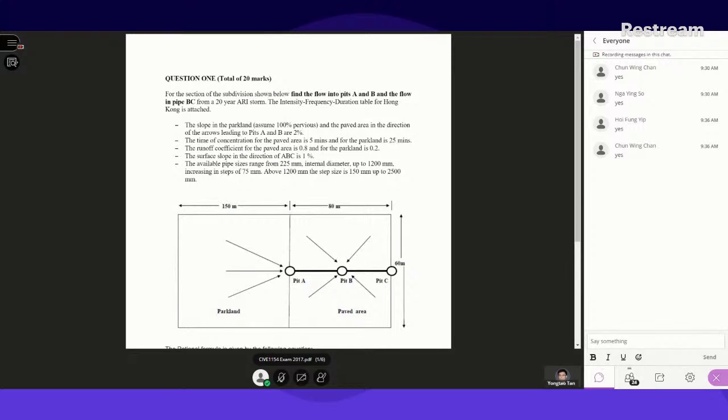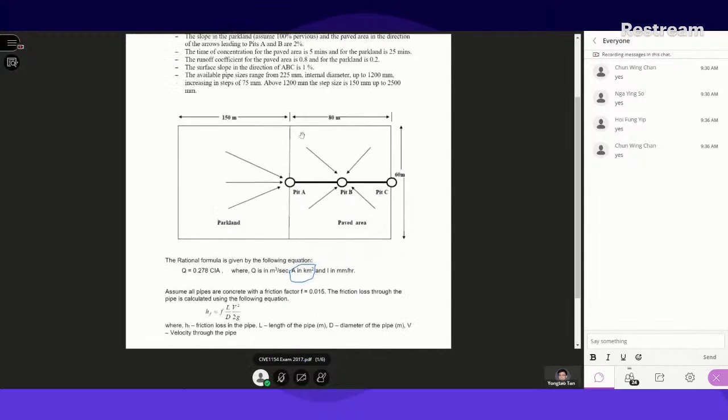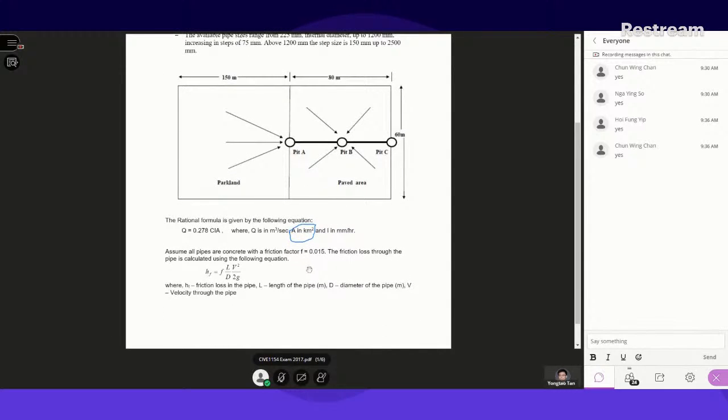Here you need to pay attention to the unit of the area. The area in this question is in square kilometers, so you can see the factor is 0.278. But in some questions, they may use hectares or other units, so be careful here. And this is the Darcy-Weisbach equation, where the first factor given is 0.015.